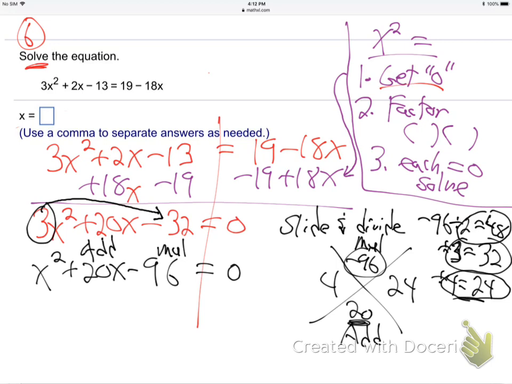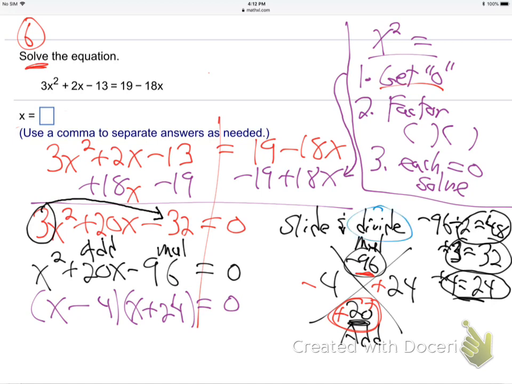What signs do they need? The sign in the bottom, which is positive, goes on the bigger. So plus 24 minus 4 adds to be 20 and multiplies to be negative 96. That's my pair. So then that becomes x minus 4 and x plus 24 equals 0. But that's just the slide. Now we got to do the divide.